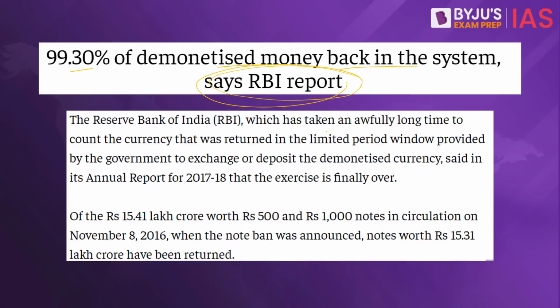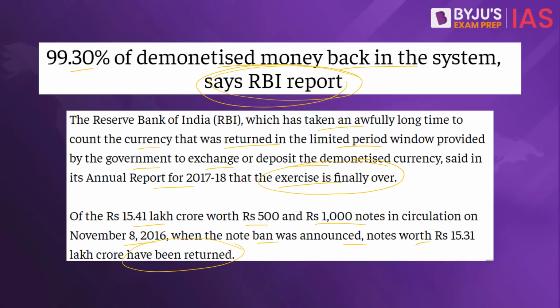The Reserve Bank of India, which has taken an awfully long time to count the currency that was returned in the limited period window provided by the government to exchange or deposit the demonetized currency, said in its annual report for 2017-18 that the exercise is finally over. Of the 15.41 lakh crore worth of 500 and 1000 rupee notes in circulation on November 8, 2016, when the note ban was announced, notes worth 15.31 lakh crore have been returned.